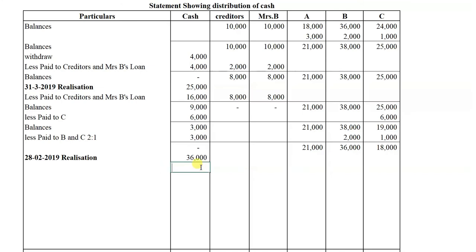So we will pay 33,000, less paid to B and C. To B we will pay 22,000 and to C we will pay 11,000.